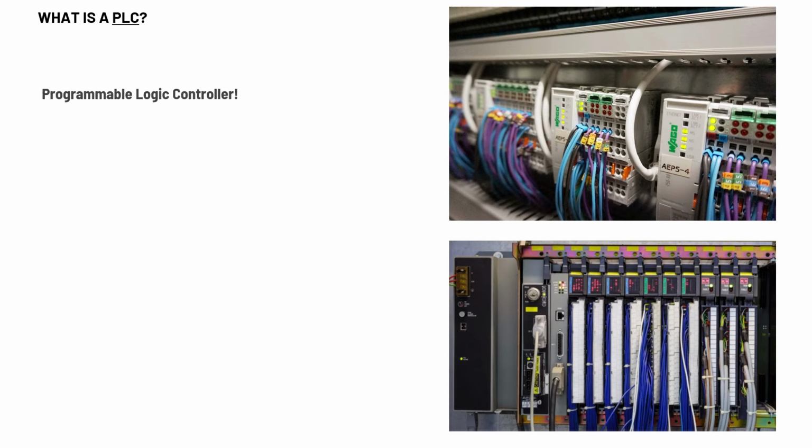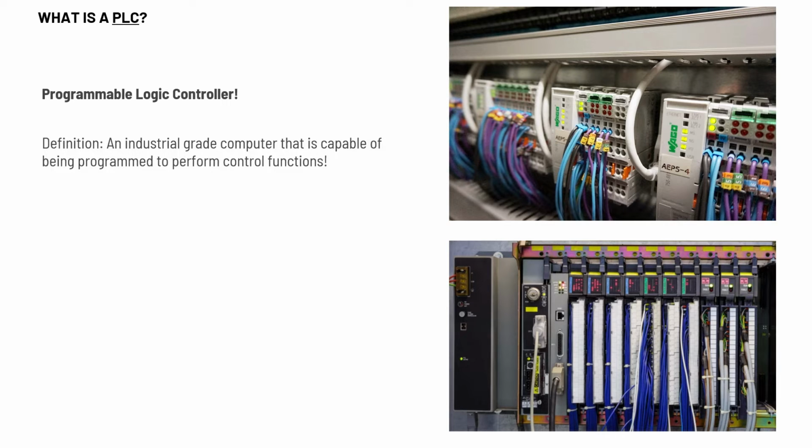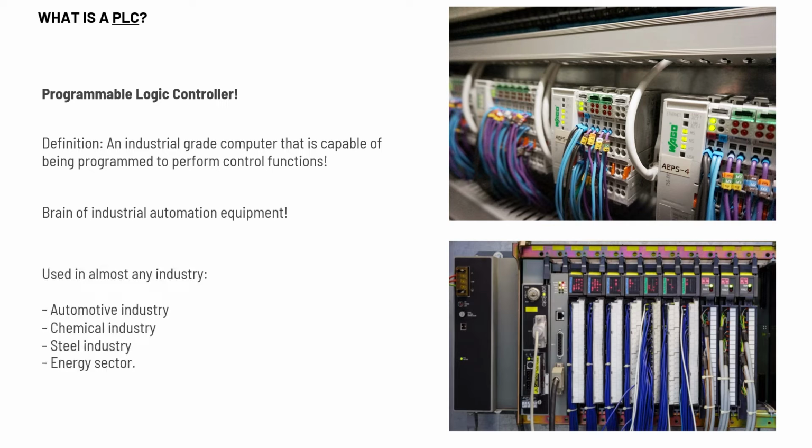Basics. What is a PLC? PLC stands for Programmable Logic Controller. Definition for a PLC will be an industrial-grade computer that is capable of being programmed to perform control functions. You can also say that PLC is the brain of industrial automation equipment. It is used in almost every industry: automotive, chemical, steel, and also in the energy sector.